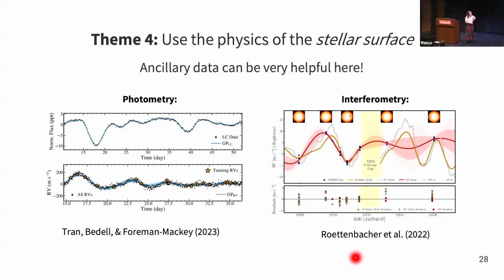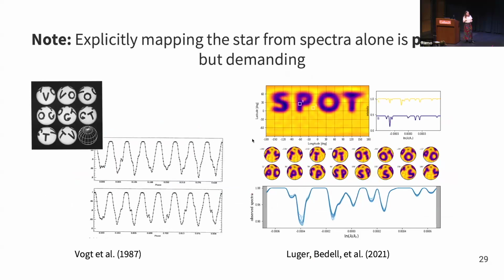I'd also remind you of Rachel Rotenbacher's talk earlier this week about using interferometry. So in addition to light curve inversions, it's really exciting to think of being able to actually have an image of the stellar surface to include in our models. You don't actually need ancillary information to get some picture of the stellar surface.